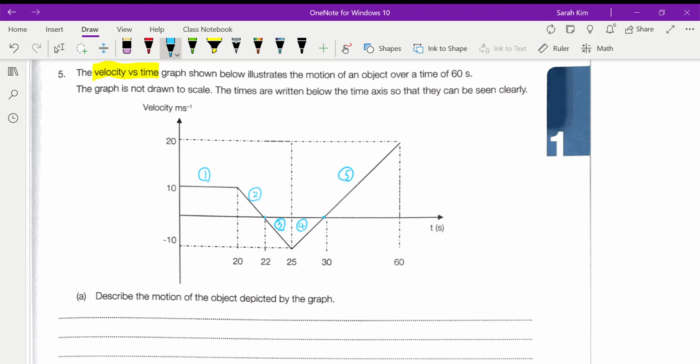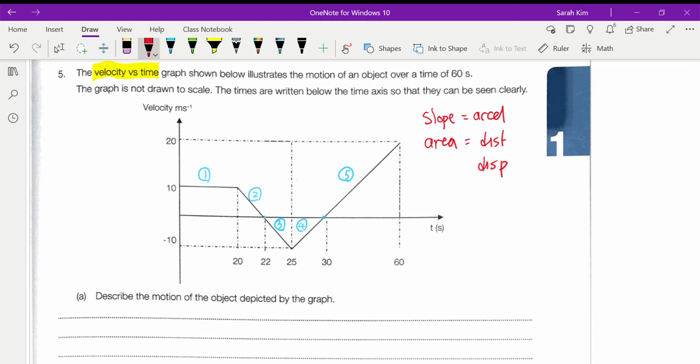Alright, so let me just write something. The slope of a velocity graph is going to give you acceleration. Obviously, the area under the curve will give you, well, it depends, it can give you distance as well as displacement depending on what you do with those areas, but I think that's going to be in a further down question, so I'll explain that later. So first of all, let's describe the motion. Let's start with section 1.